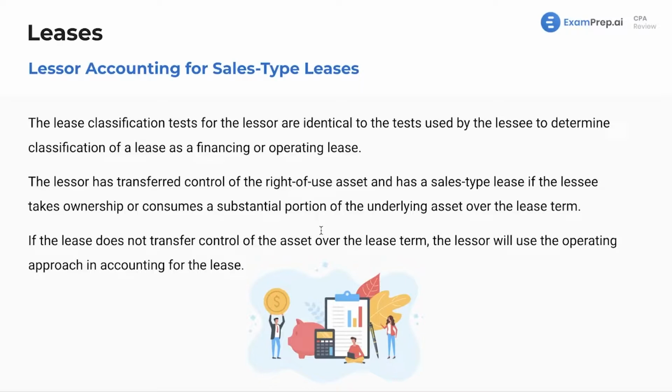If you're going to essentially own it, you might as well classify it as having owned it. If the lease does not transfer control of the asset over the lease term, the lessor will use the operating approach in accounting for the lease.